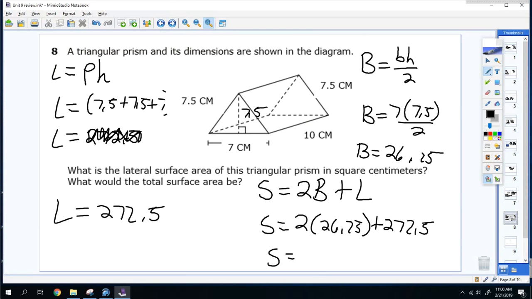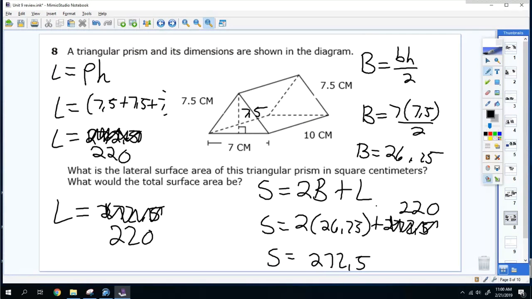Oops, I'm sorry, guys. I've been saying the answer all along. The lateral surface area should be 220. So this is 220. And then your total surface area will be 272.5. Sorry, I looked at my notes wrong. So this will be 220.